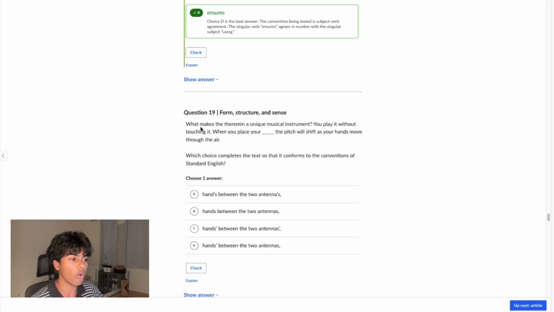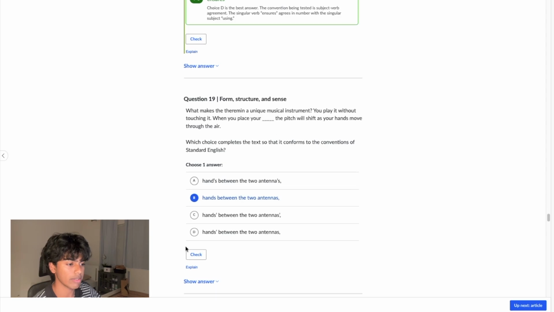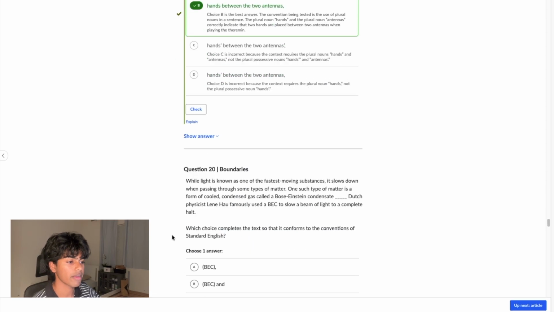Okay, what makes a theremin a unique musical instrument? You play it without touching it. When you place your hand, this is the possession. If you guys are messing this up, then you just need to slow down. Okay, does hands have possession? No. Does antennas have possession? No, because neither of them own anything here. So there's no apostrophes anywhere. There's gotta be B. Check. Okay. 20.